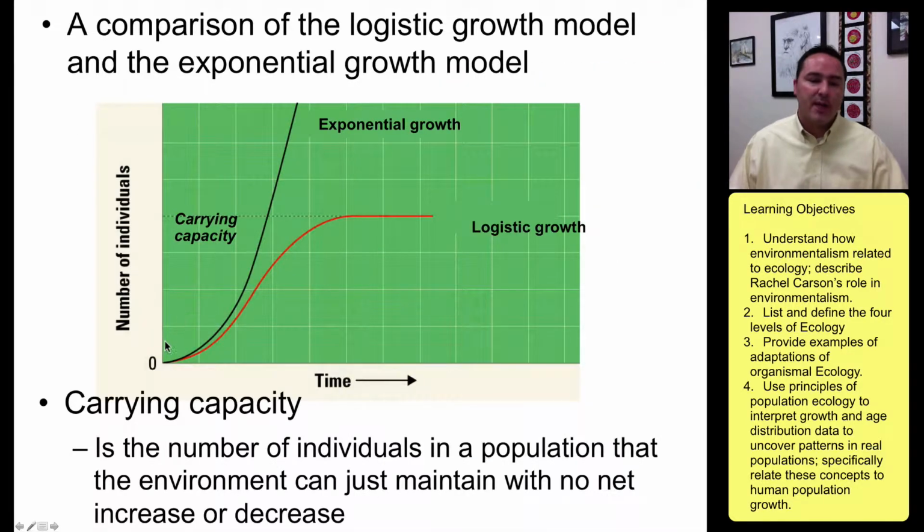So you can describe exponential growth and logistic growth in this way. This is kind of how they compare. They mimic each other for quite a while, but then the logistic growth tapers off and hits the carrying capacity.